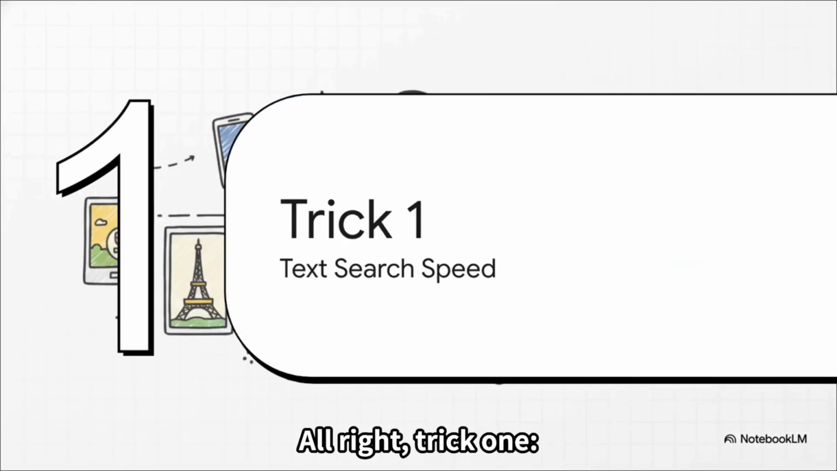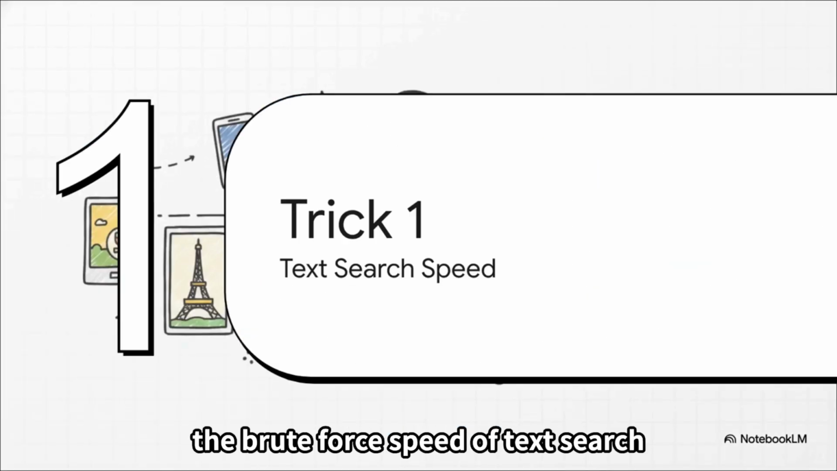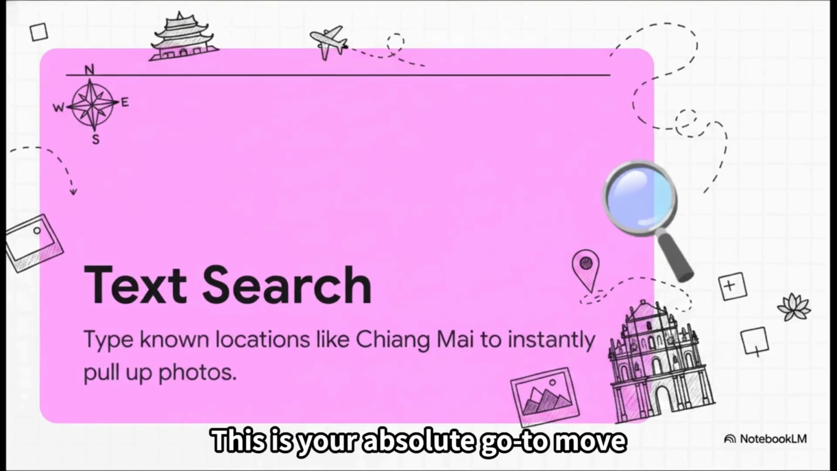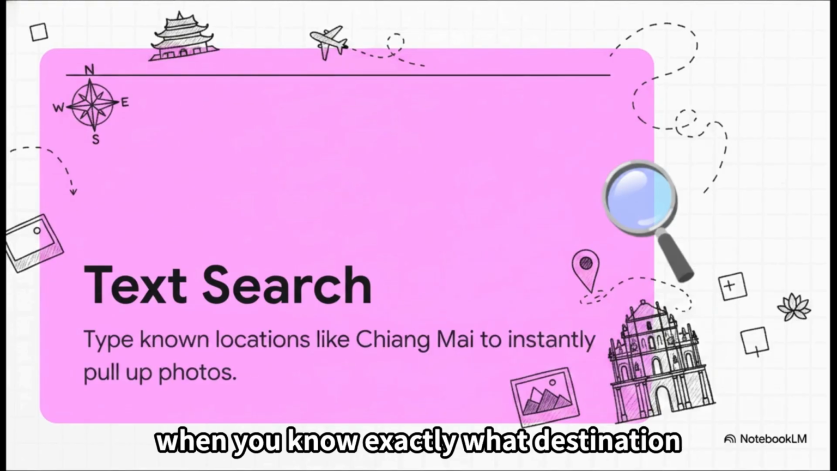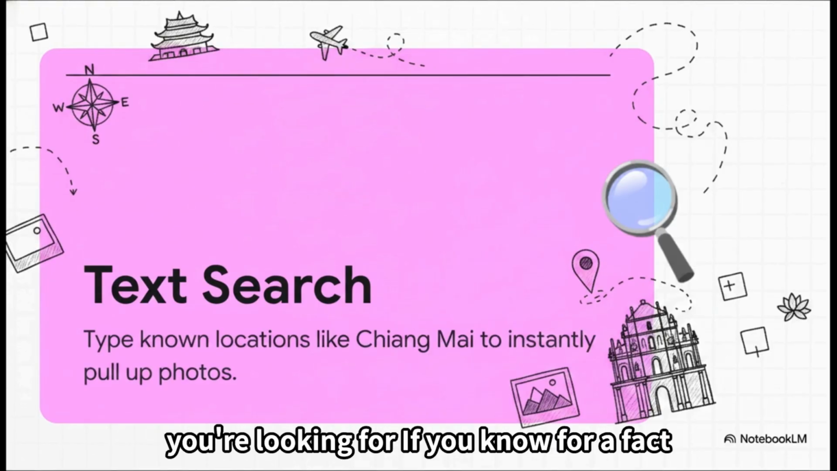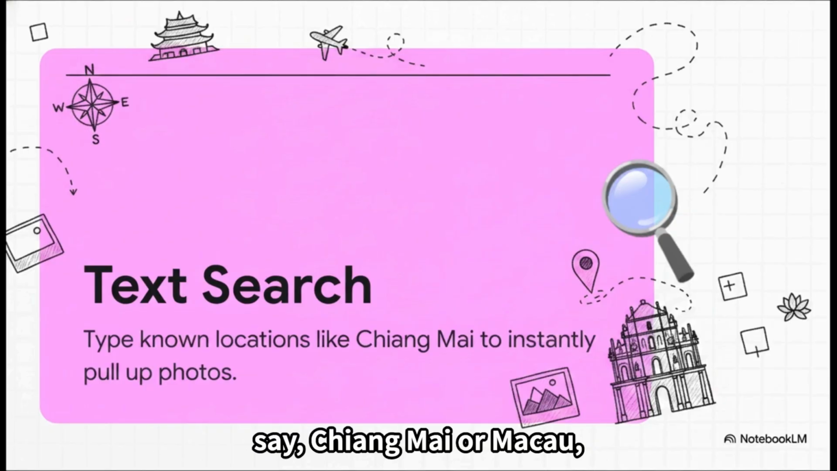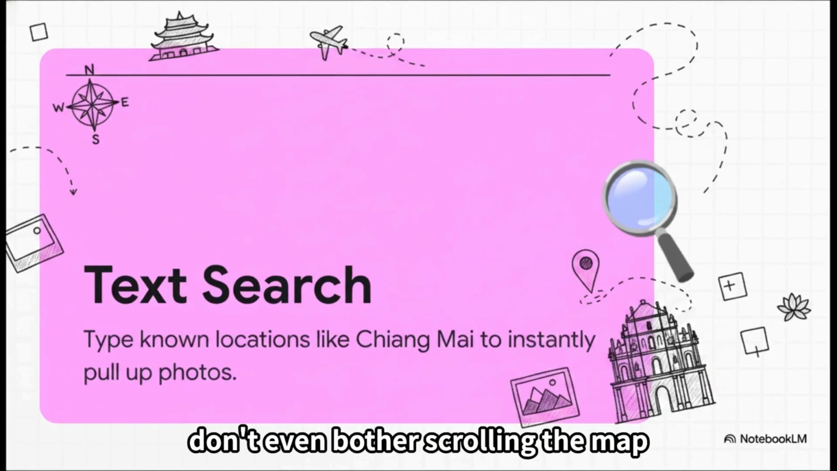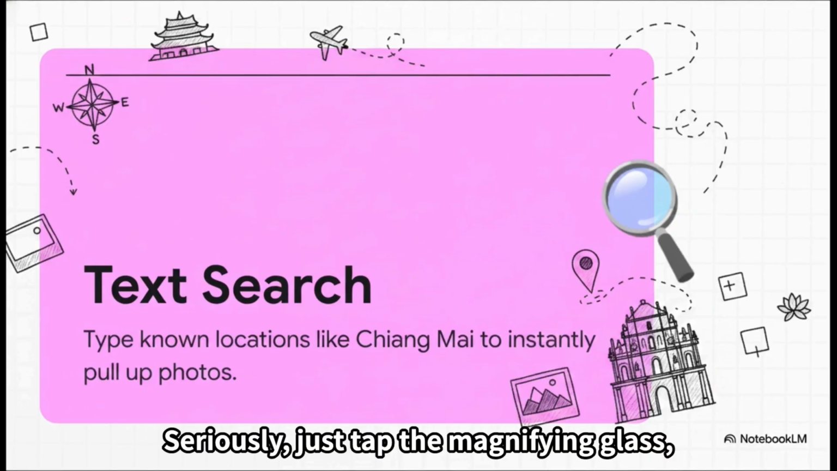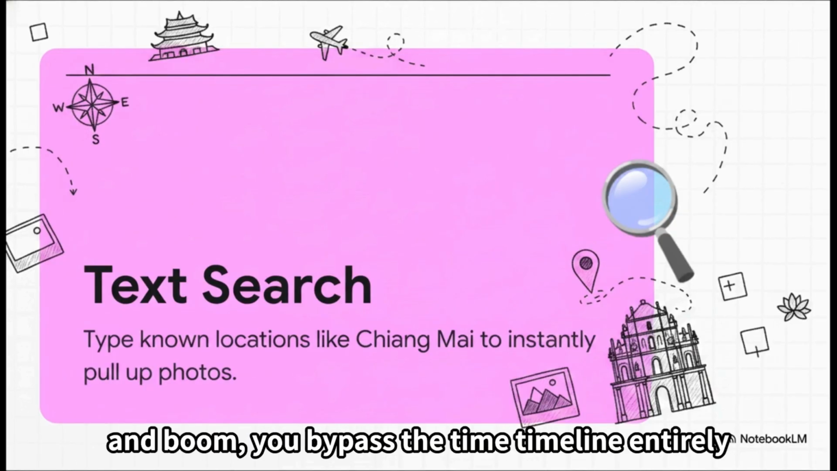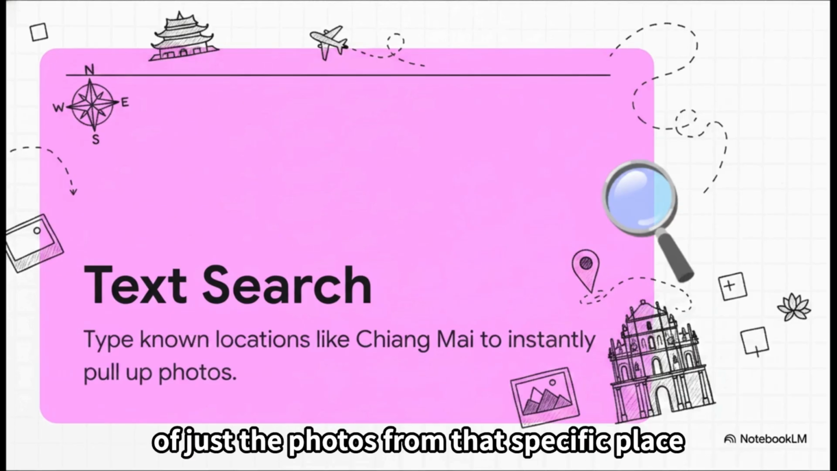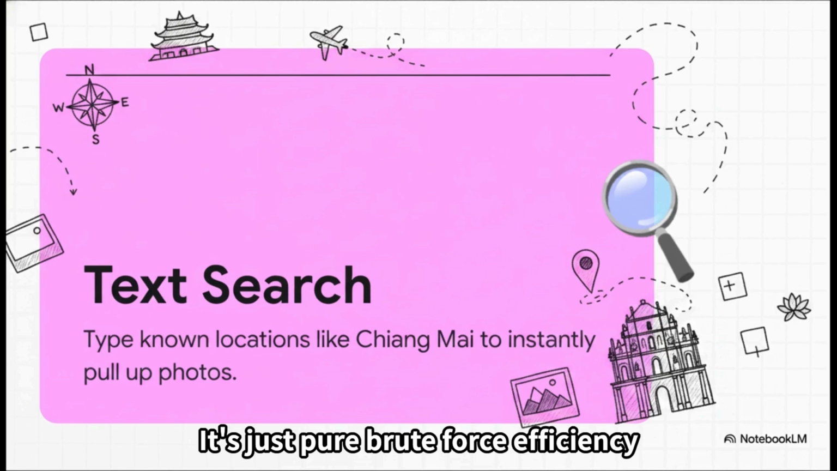All right, trick 1, the brute force speed of text search. This is your absolute go-to move when you know exactly what destination you're looking for. If you know for a fact that you are in a specific city, like say Chiang Mai or Macau, don't even bother scrolling the map. Seriously, just tap the magnifying glass, type in the location name, and boom. You bypass the timeline entirely and get this neat, clean grid of just the photos from that specific place. It's just pure brute force efficiency.